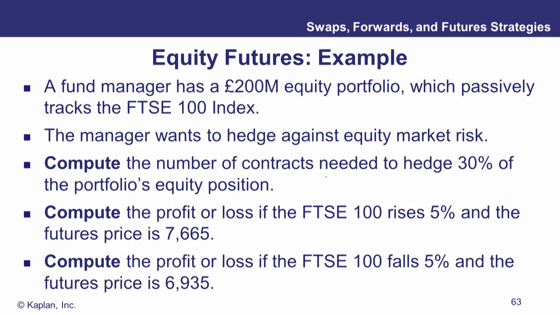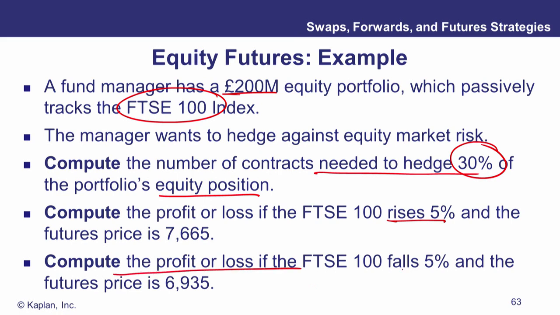So a fund manager's got a £200 million equity portfolio, passively tracking the FTSE 100 here. They want to hedge against equity market risk. So compute the number of contracts needed to hedge 30% of the portfolio's equity position. Compute the P&L if the FTSE rises by 5%, and compute the P&L if the FTSE falls by 5%. Okay, we're going to need some more details here. Tell me about the contract.